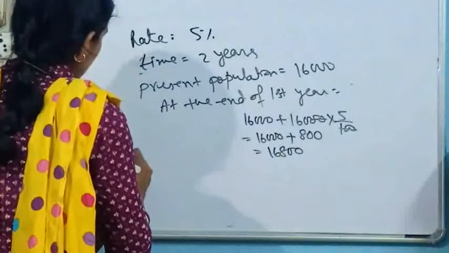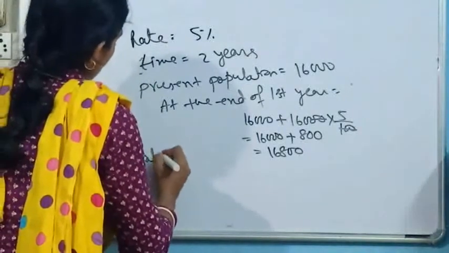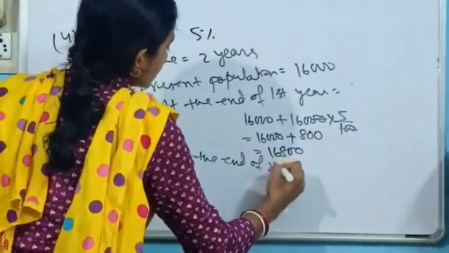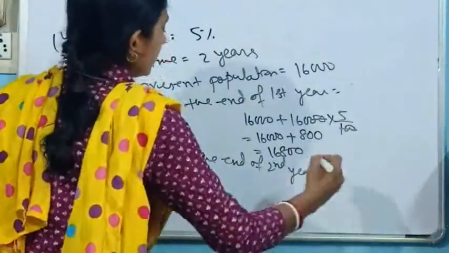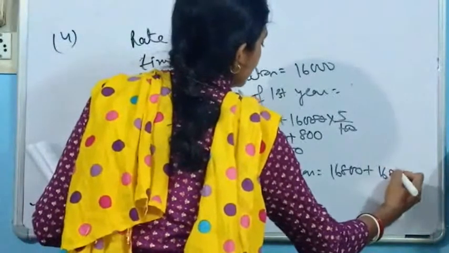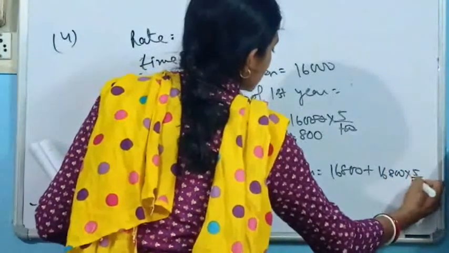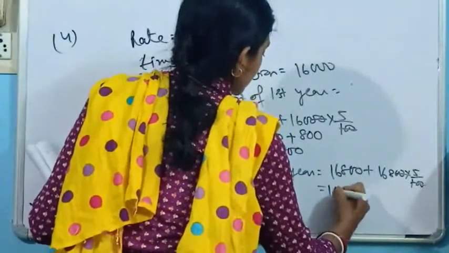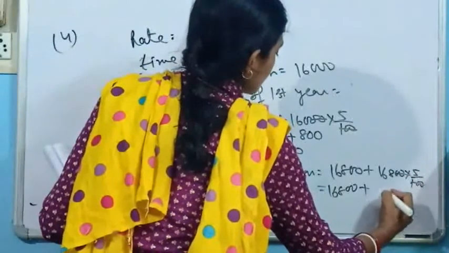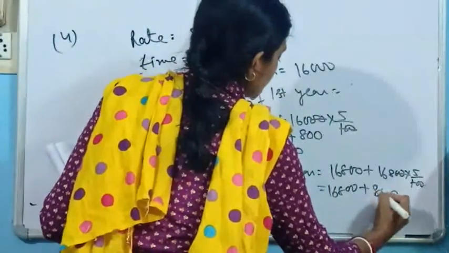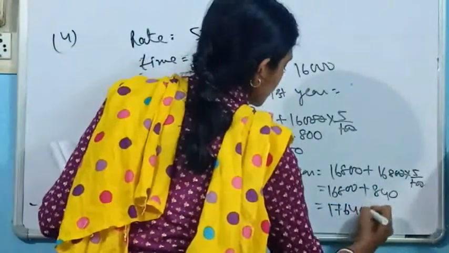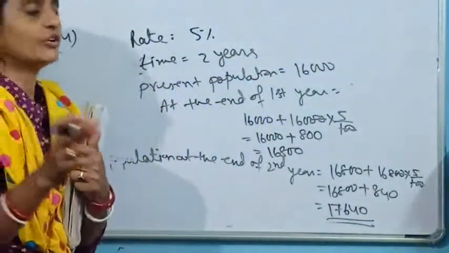Now this population will be increased in the second year again by 5%. So the population at the end of the second year, what will it be? This number will be increased by 5%. Let's cancel. We are getting 16,800 plus, here it is 5 8s are 40, 5 6s are 30 plus 4 is 34, 5 1s are 5 plus 3 is 8. So let's add this. What are you getting? 17,640. This will be the population at the end of the second year.